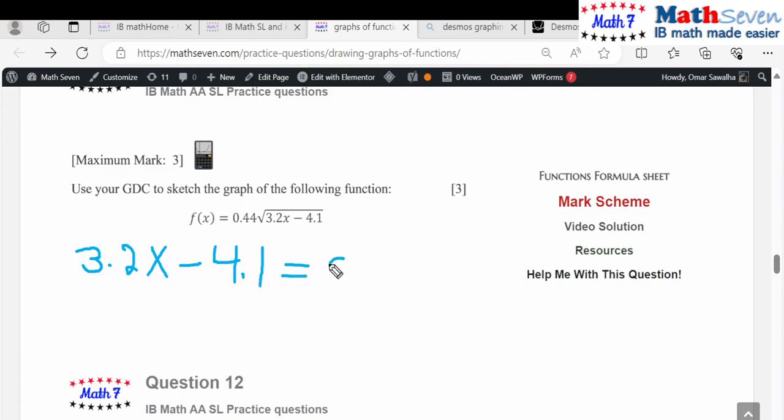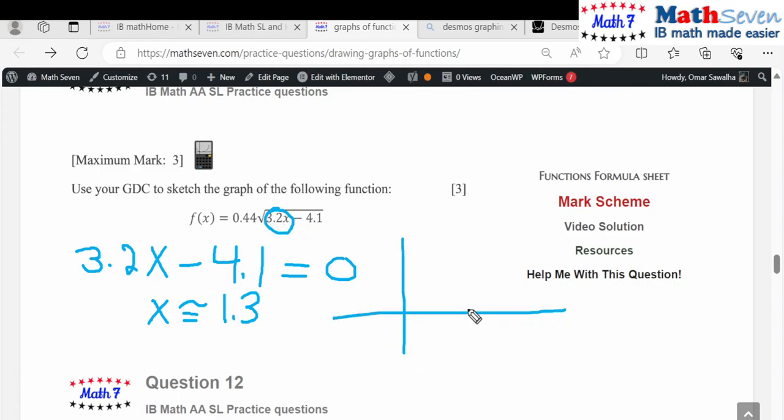But first I'm going to write it equal to 0 so that I know the point at which the radical graph begins. If you solve this equation, you're going to have x around 1.3, approximately something like this. Because x is positive here, the graph is going to look like this. From 1.3, this is 1.3 over here, and let me change the colors. The graph is going to go like that.